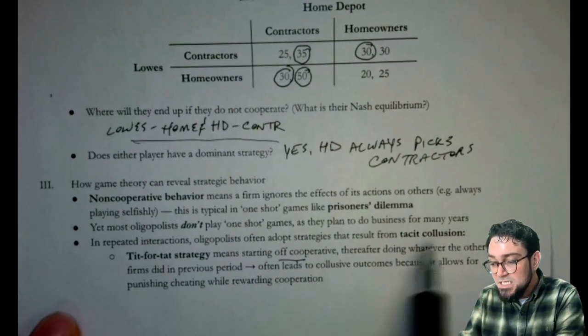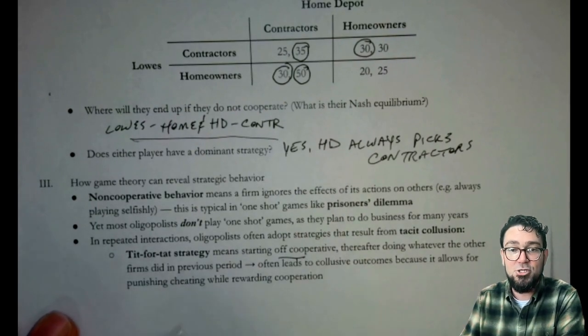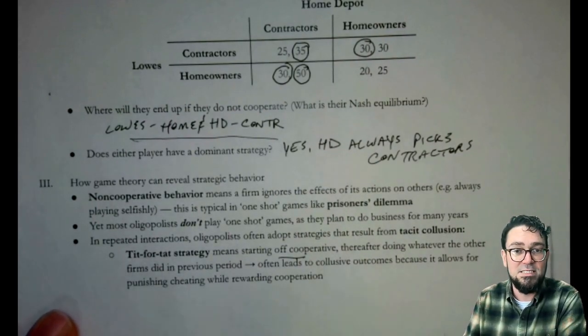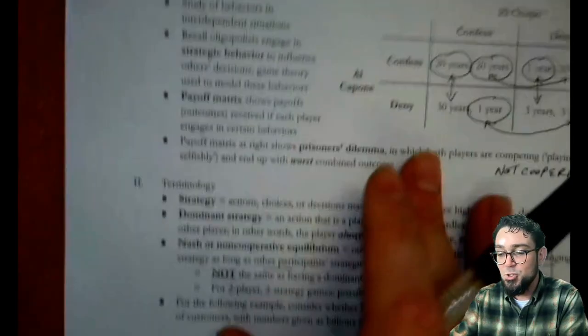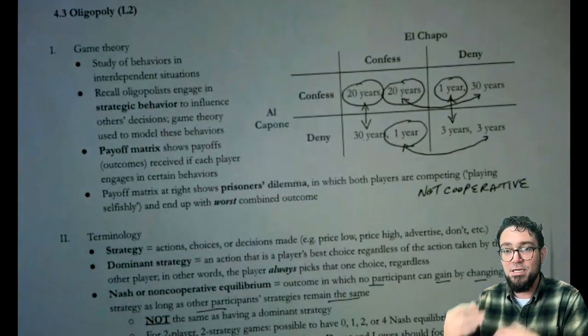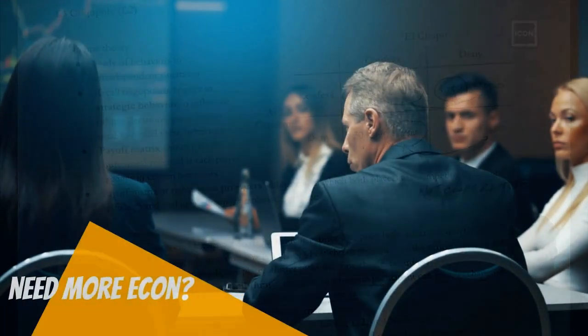So they'll start to see this tacit collusion emerge out of iterated or repeated interactions. And it's often through this thing called a tit for tat strategy. It means playing what the other guy did in the previous round. So hopefully this helped you understand game theory a little bit, and how it's used in terms of oligopoly. I'll see you next time.